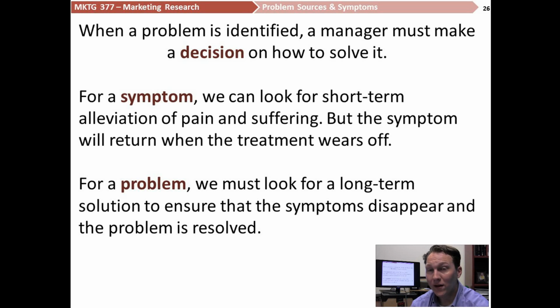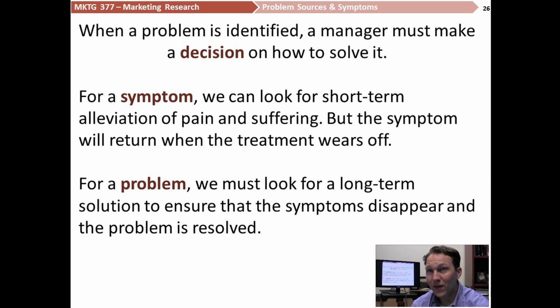Once we're able to identify our problem and consider the source of it, is it a failure to meet objectives, is it a lost opportunity, then we have to get together and make a decision on how to solve that problem. And that's either going to come from a single manager or a team of managers, or maybe a manager with the input of their staff. Some person or group of people are going to have to make a decision at some point about how to deal with the problem.